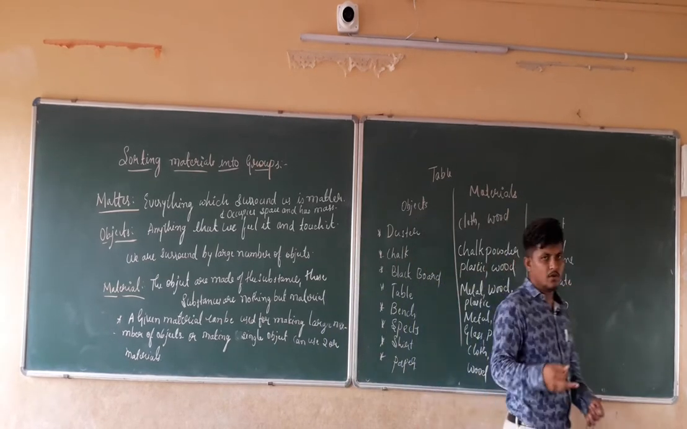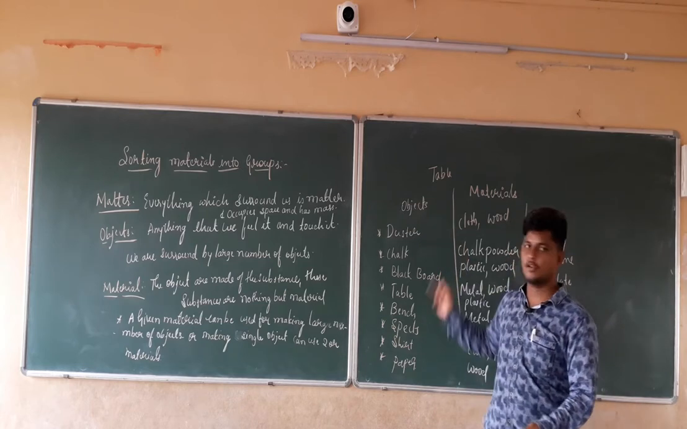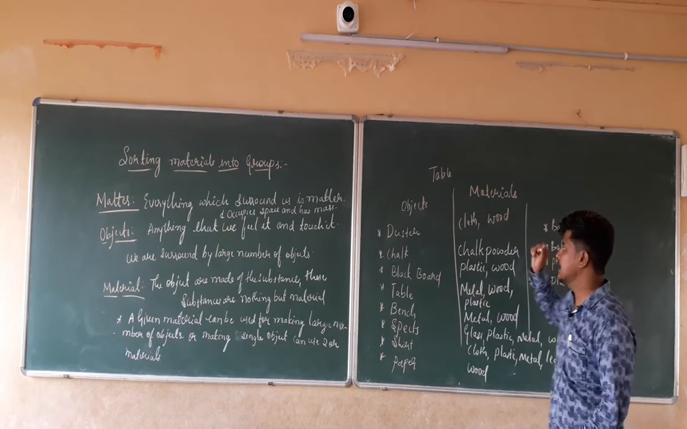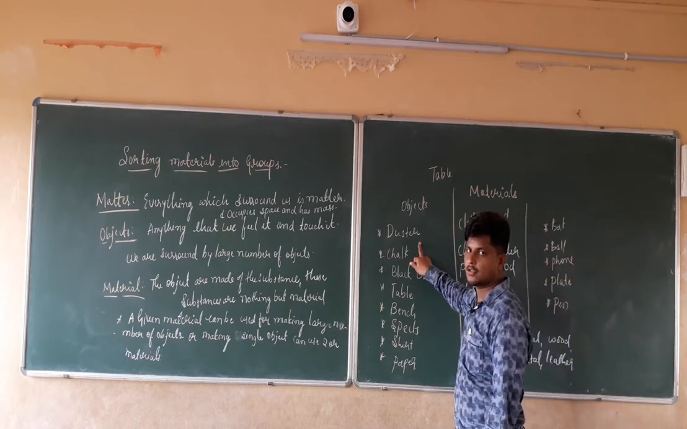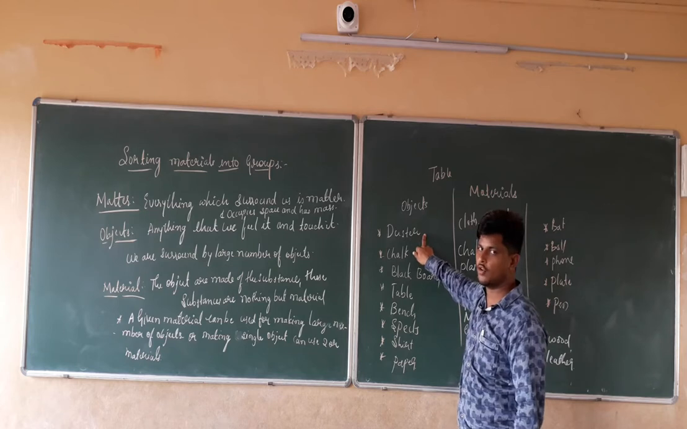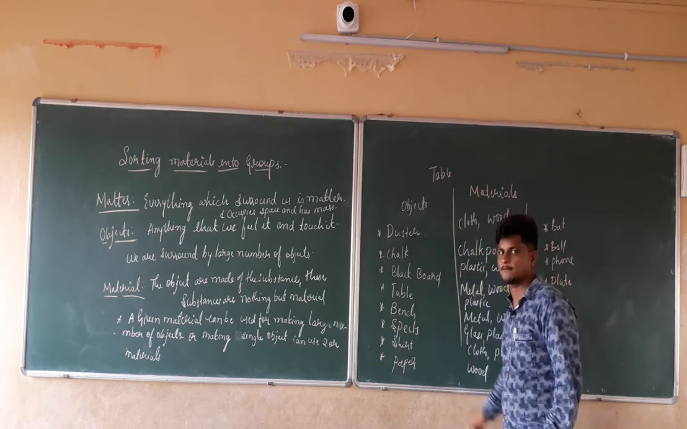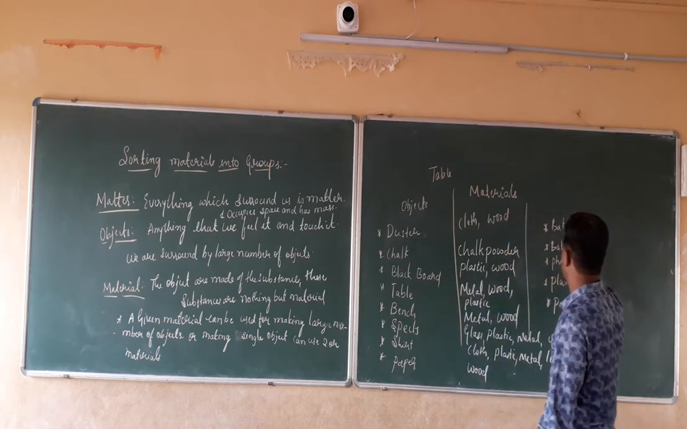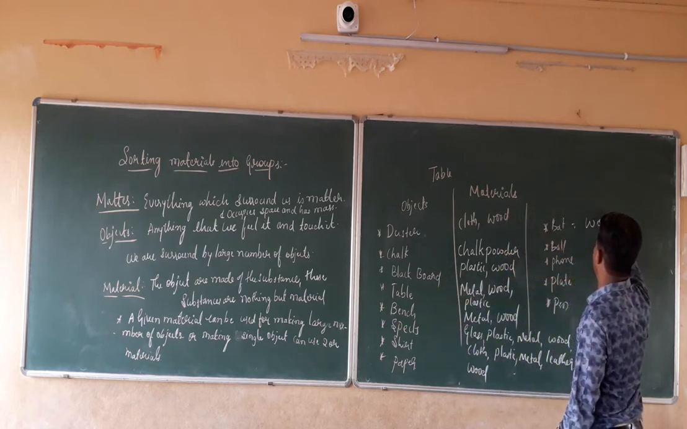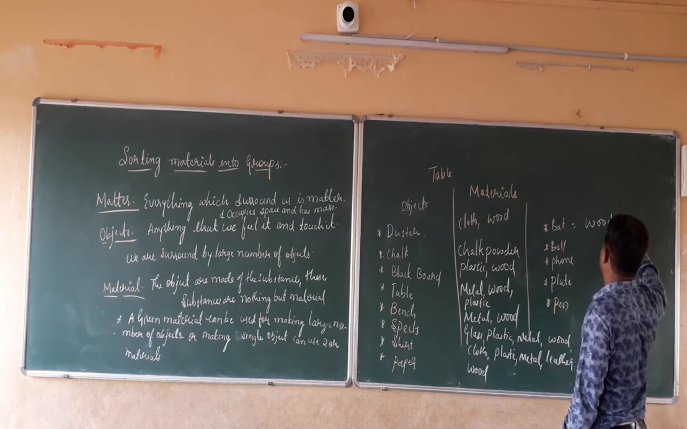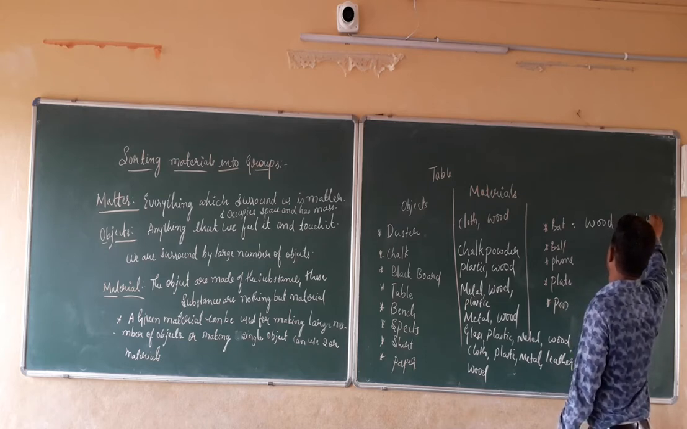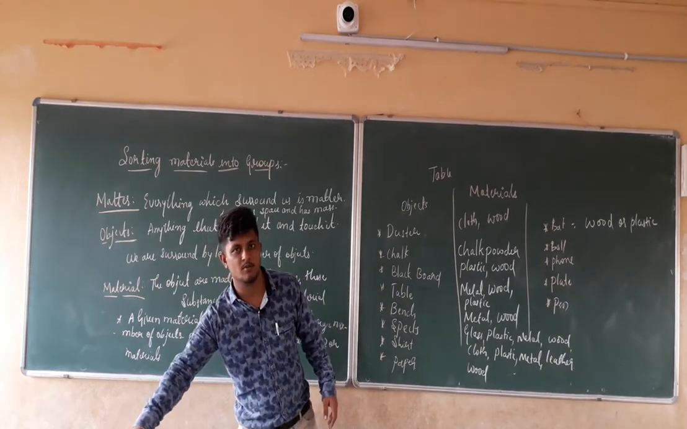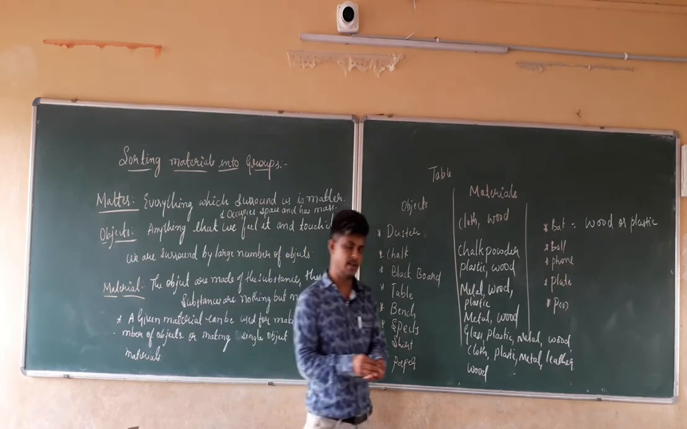In this manner, we have to list all the objects as well as the substances which are going to be used for making these objects. A bat can be of wood or of plastic. For the children, we are going to bring bats made from plastic, small bats. We are going to take them from the fair.